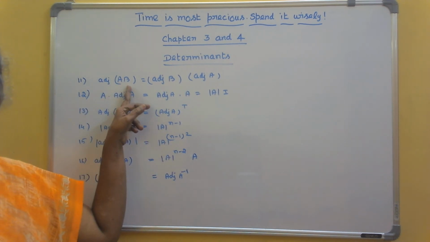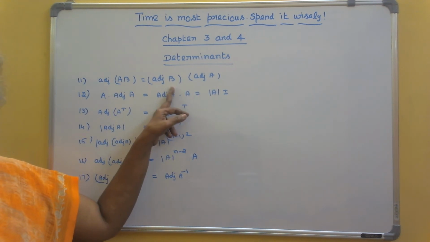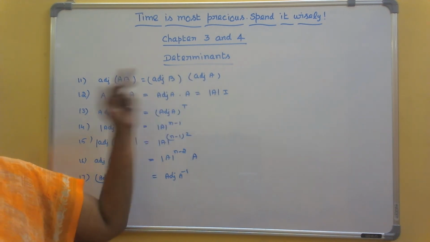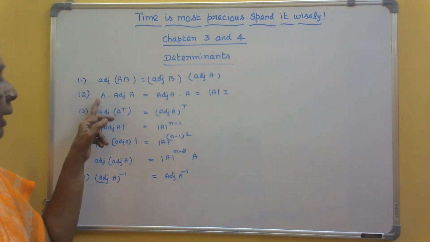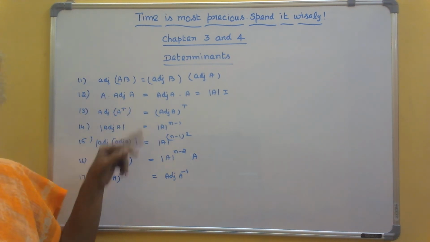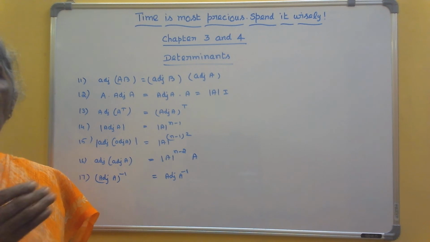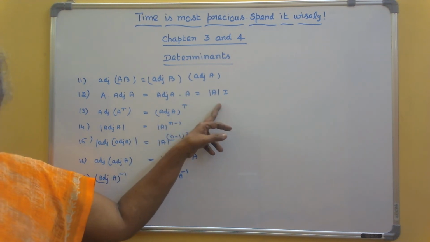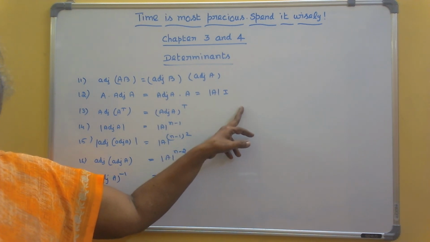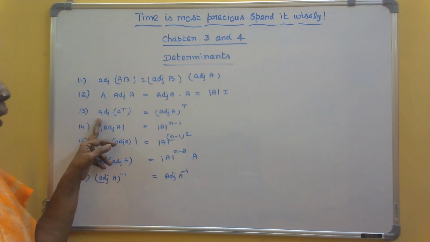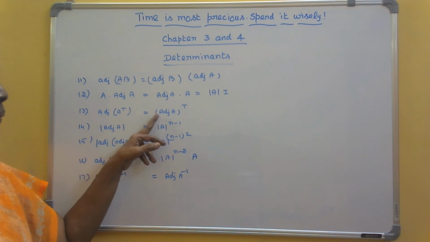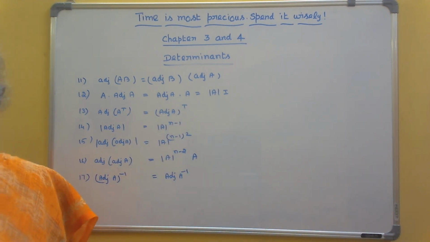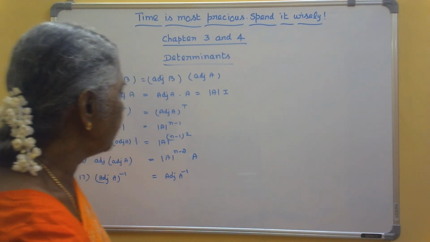Adjoint of AB is equal to adjoint B into adjoint A. See, the order has changed. Then A into adjoint A will be equal to adjoint A into A. That is equal to determinant A into I. Adjoint of A transpose is equal to adjoint A the whole transpose.